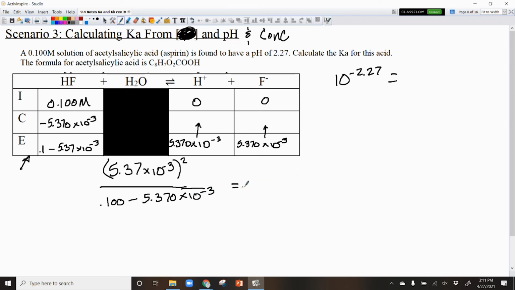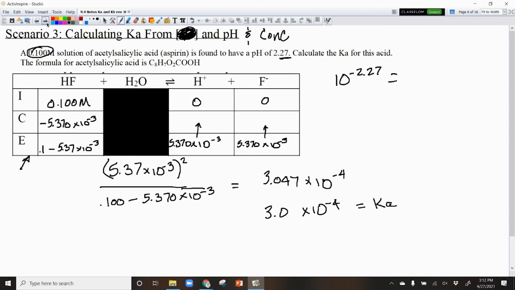So easy peasy, it's just a math problem now. We can put that in our calculator. Okay, and I get 3.047 times 10 to the negative fourth. How many sig figs? We have 2 here and 3 here, so 2 sig figs. So this is going to be 3.0 times 10 to the negative fourth is equal to our Ka. So this one was an easy one.